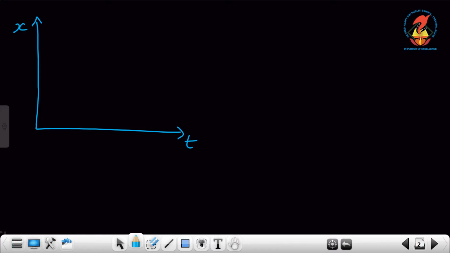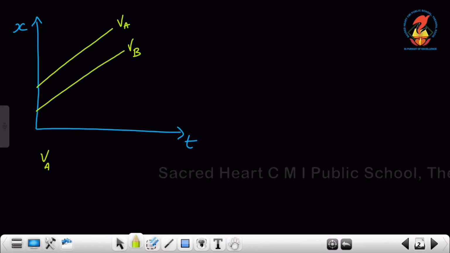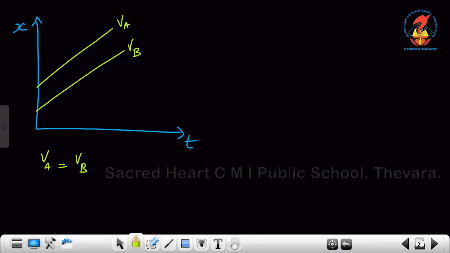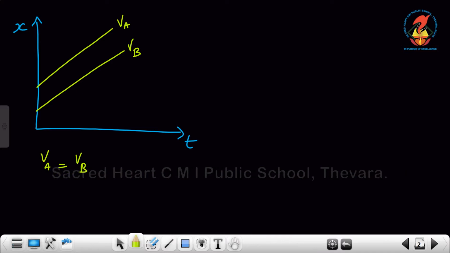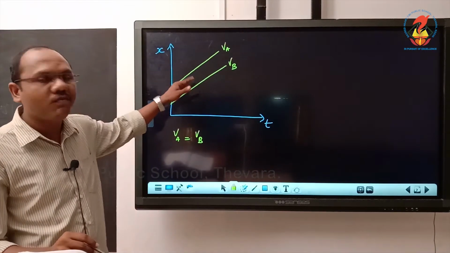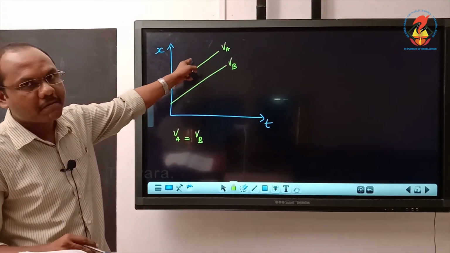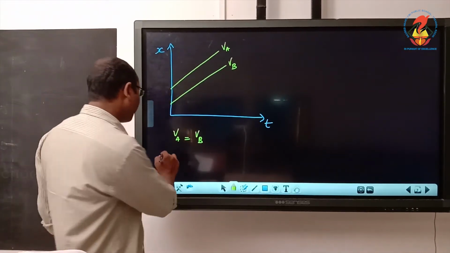So I'm just drawing the position time graph. Two bodies are moving with the same speed. You can draw the graph as two parallel lines. This is A, this is B. So velocity of A equal to velocity of B, then the graph is parallel lines. Now think like this. Here, which is ahead? Which is moving first? A. A is ahead of B.